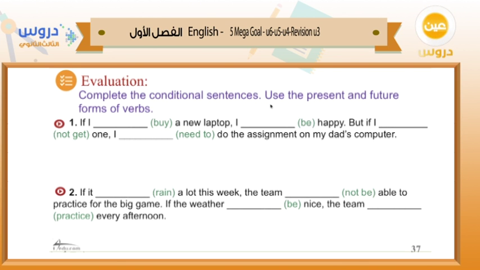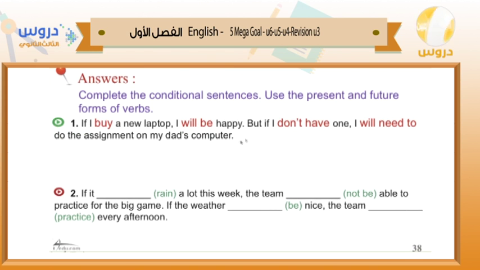Complete the conditional sentences. Use the present and future form of verbs. If I buy a new laptop, I be happy. So here it indicates the facts that will happen in the future. Okay, so if I buy a new laptop, I'll be happy. But if I not get one, I need to do the assignment on my dad's computer. Here it's a future, something that you are sure will happen, so you have to use the future form. But if I don't have one, I'll need to do the assignment on my dad's computer.